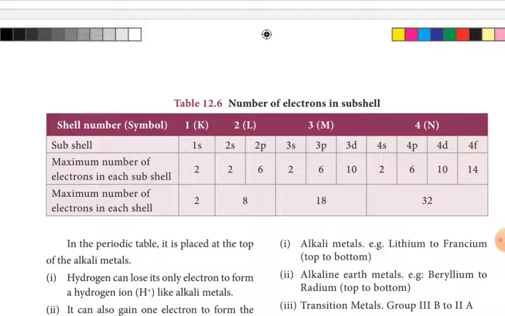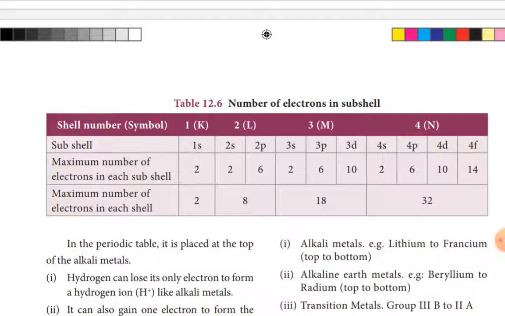So there are shells: K shell, L shell, M shell, N shell. We have learned already how to distribute the electrons using the formula 2n square. Normally we distribute the electrons in the primary energy level, that is in the shell, K shell, L shell, using the formula 2n square. Now we move further in the learning process, in depth, to how to distribute the electrons using subshells.